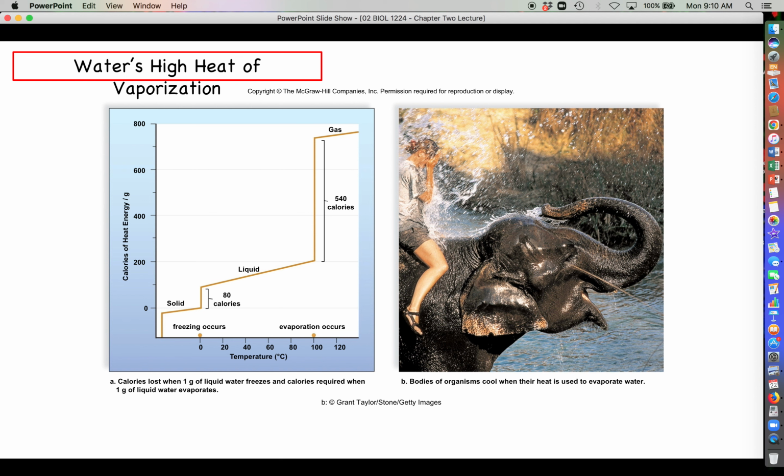Okay, so here's what I mentioned before with water's high heat of vaporization. Kind of the less steep portions of the curve, like what you see right here.